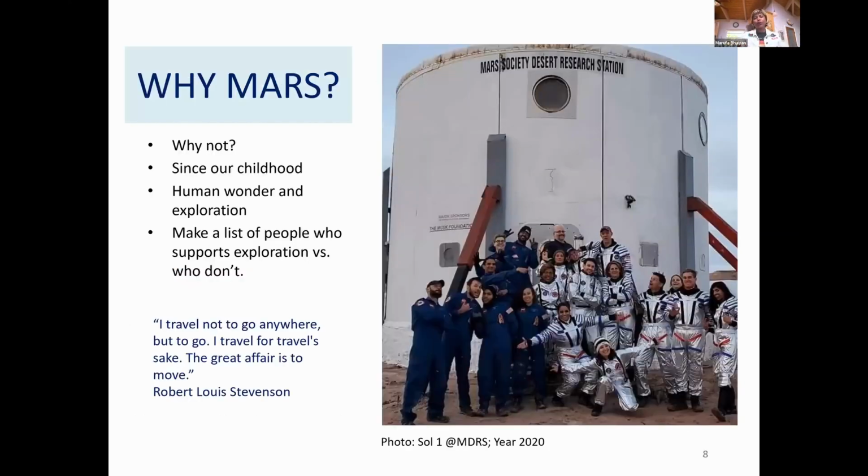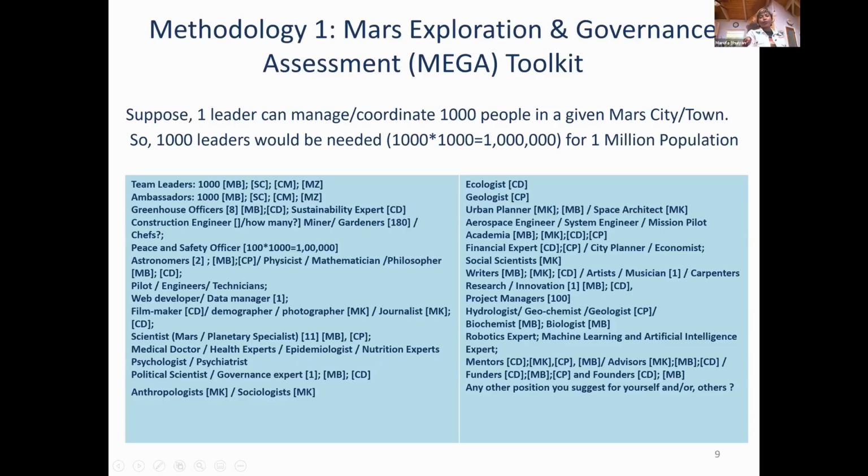Why Mars? Some people say, oh, Moon or Mars. My question is, why not? Since our childhood, we grew up with this imagination and wonder. And if some people say, we don't support exploration, we can make a list of people who do not support it, probably. So methodology 1 would be, let's imagine one leader can manage 1,000 people. So we need 1,000 leaders for 1 million people. And then we need team leaders, like engineers, artists, philosophers, web developers, all these positions.